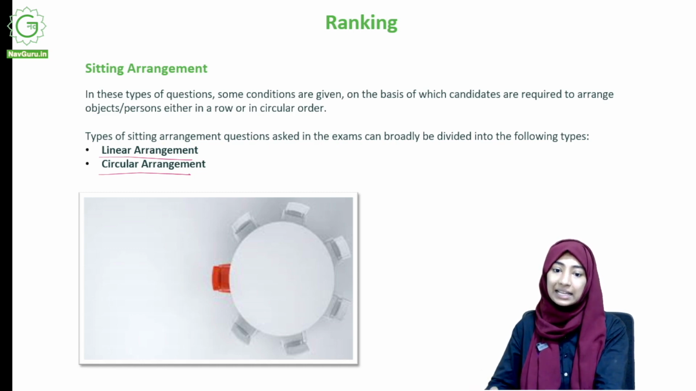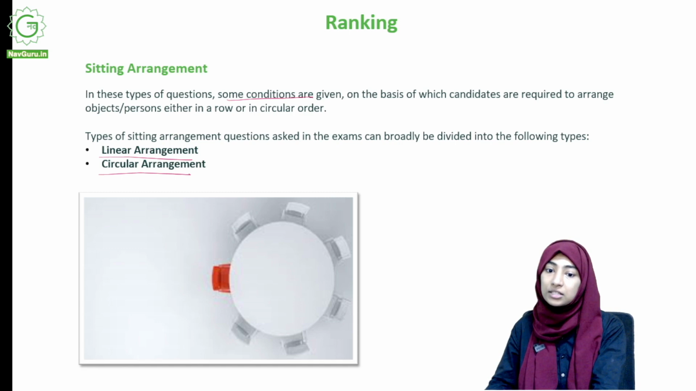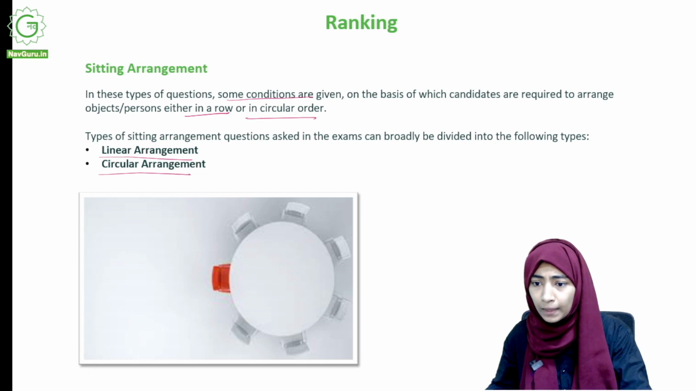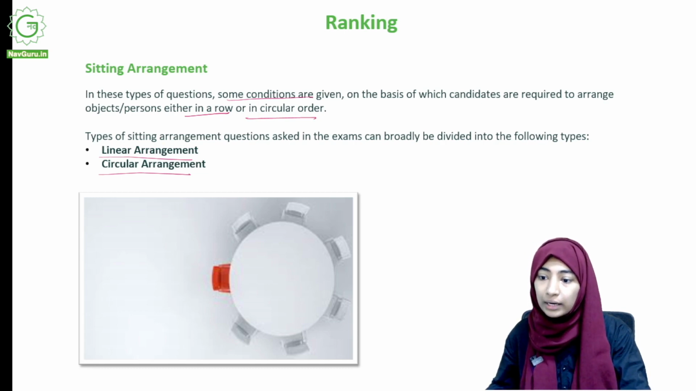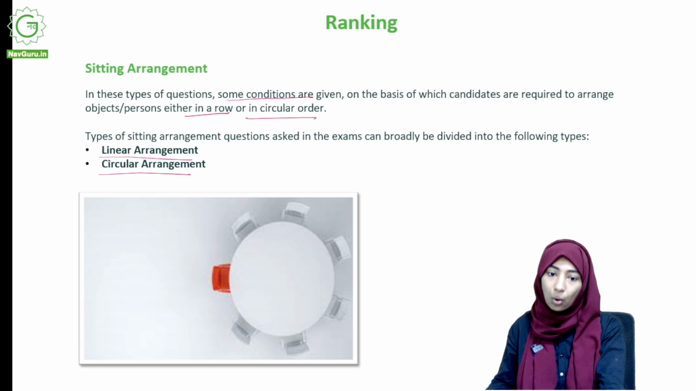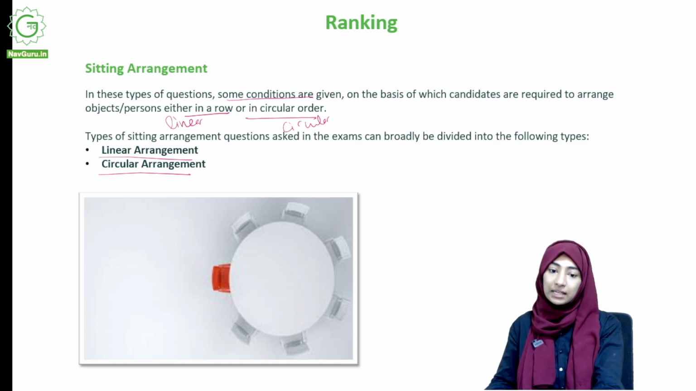So basically in sitting arrangement questions, some conditions are given on the basis of which candidates are required to arrange objects or persons either in a row or in a circular order. When you arrange it in a row, that's what we call linear arrangement. When you arrange it in a circular order, that is what we call circular arrangement. So the types of sitting arrangement questions asked in the exams are broadly linear arrangement and circular arrangement.